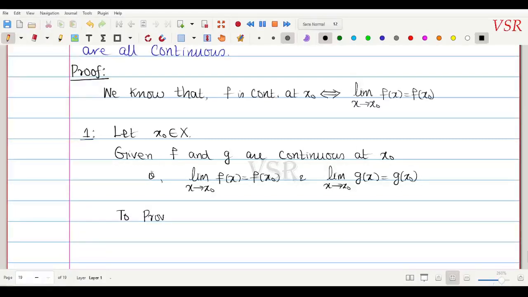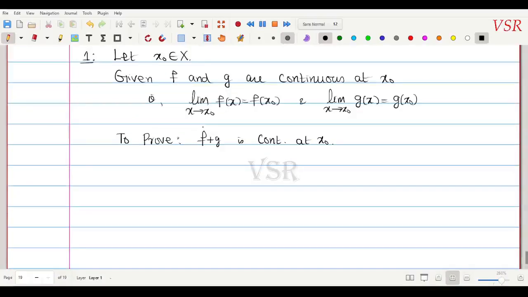ஓகே, இப்போ என்ன ப்ரூஃப் பண்ண போறேன் அப்படின்னா, to prove f plus g is continuous at the point x naught. இதை நான் சொல்லணும். ஓகே, அப்ப நான் இதை சொல்றதுக்கு என்ன சொன்னா போதும்? Enough to show limit x tending to x naught of f plus g at the point x is equal to f of x naught plus g at x naught. கரெக்டா? இதை சொன்னா போதும். Is it okay?